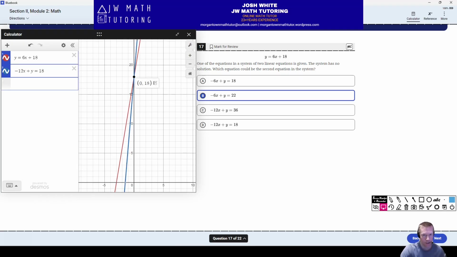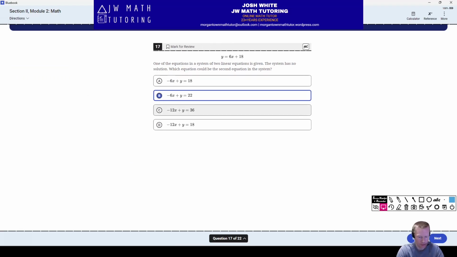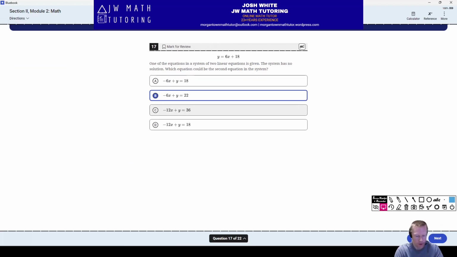Okay, so again, clearly intersect, and therefore would not be the correct answer. So the correct answer again is going to be letter B. Now, theoretical way that you could figure this out is no solution. We're looking for the slope to be the same, but the y-intercept to be different.